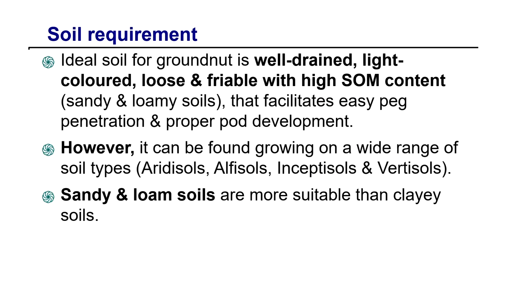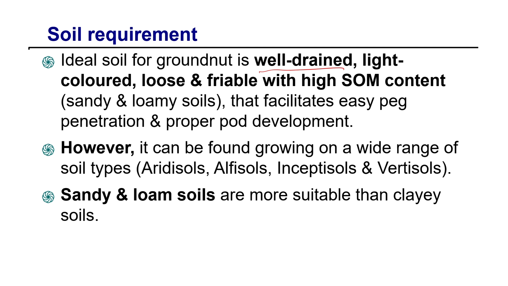Now, after seeing the climatic requirements and adaptability of the groundnut crop, let us switch over to the soil requirement. So, the ideal soil for groundnut is well drained. There should not be stagnation of water; it should be light colored, loose and friable with high soil organic matter content.